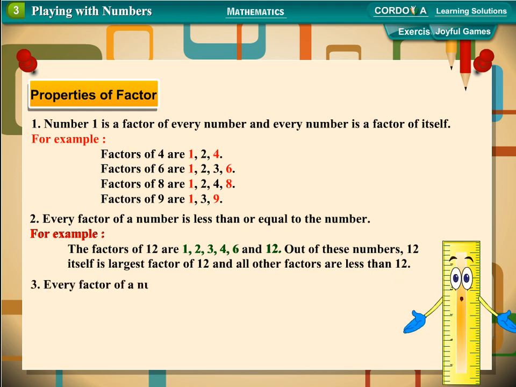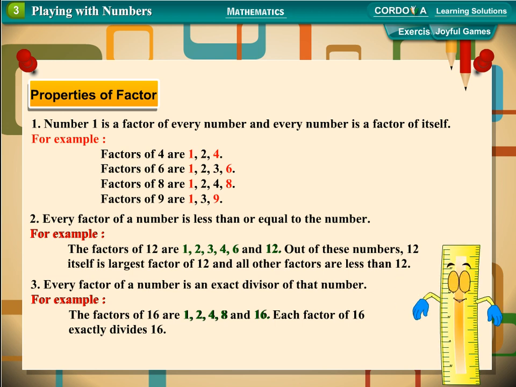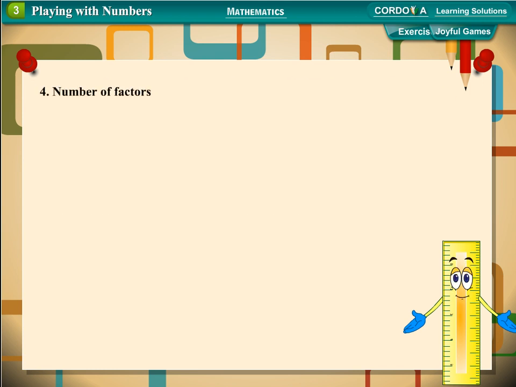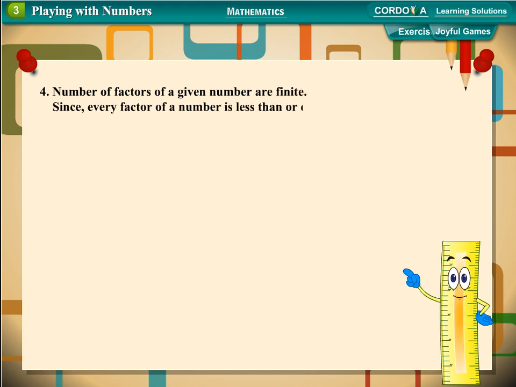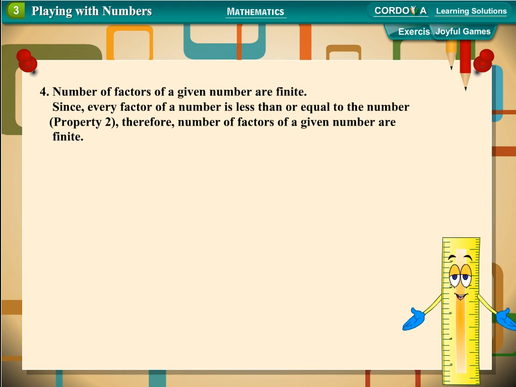Every factor of a number is an exact divisor of that number. For example, the factors of 16 are 1, 2, 4, 8, and 16. Each factor of 16 exactly divides 16. Number of factors of a given number are finite, since every factor of a number is less than or equal to the number, property 2. Therefore, number of factors of a given number are finite.